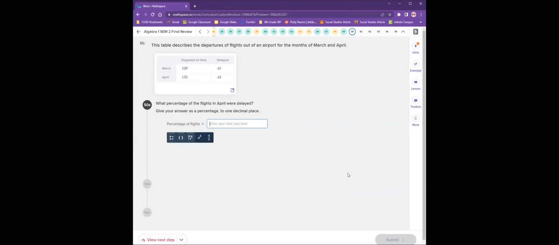And for problem 50, it worked again. Just there's 60. Okay. Taylor's first departure of the flights. Percentage of the flights in April that were delayed. So April delayed 43 out of 176. That's correct. 24. Oh, it wants it to a decimal place.